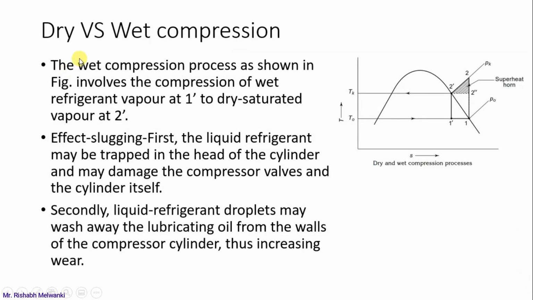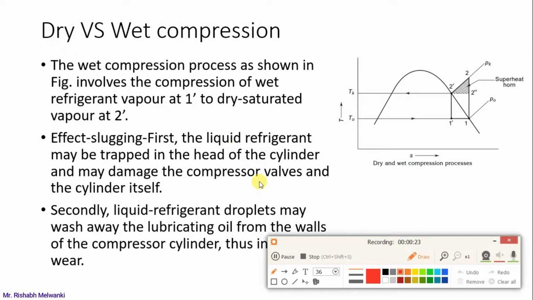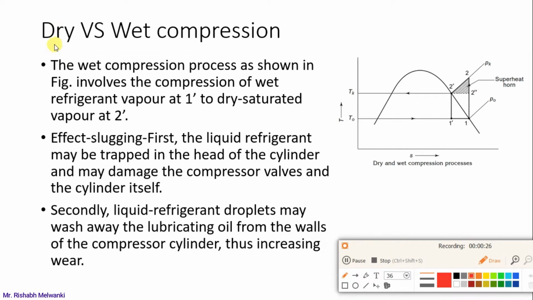So today we are going to see dry compression versus wet compression. In the previous lecture we have seen what a vapor compression refrigeration system is, and we had seen the cycle on the p-h diagram. Now we will see what the different types of compression are, and based on that, what is the effect on the cycle. So here you observe we have two types basically written over here: dry compression and wet compression. Now what is the meaning of this?